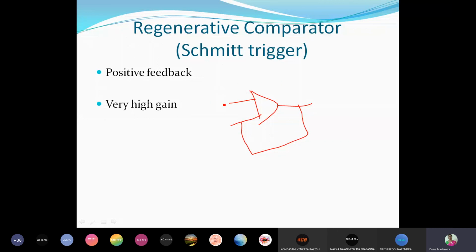If output is connected to the inverting input terminal, we say it is negative feedback. If output is connected at the non-inverting input terminal, we say it is positive feedback. Previously, we have used negative feedback and we have used OpAmp for many amplifier applications, right? Now, this is a regenerative comparator. That means output is fed back to the non-inverting terminal. That means positive feedback is used here, right?